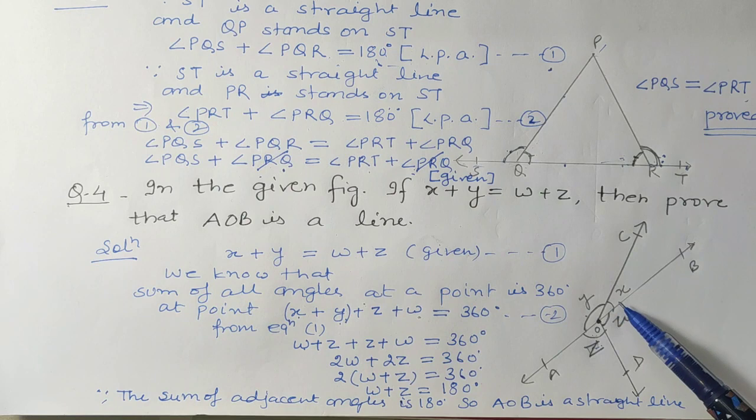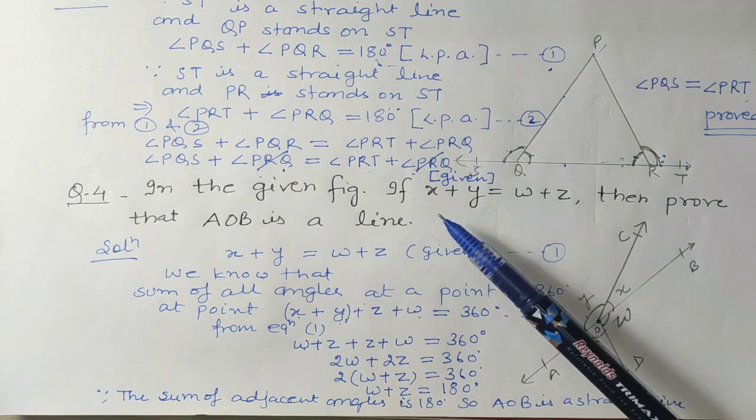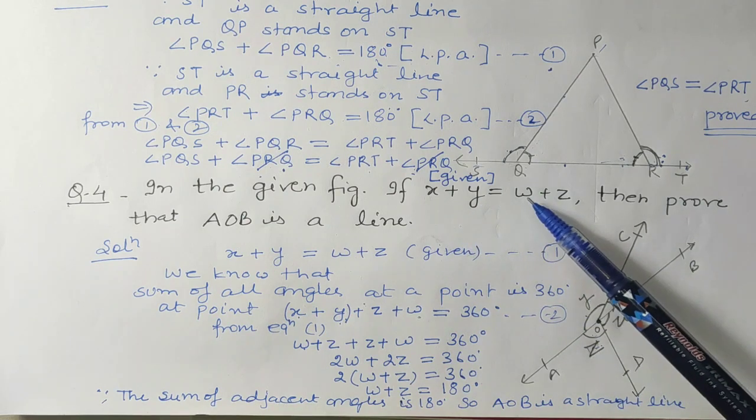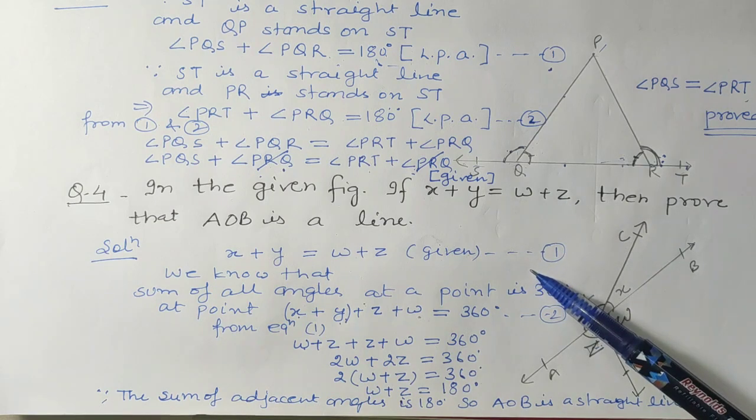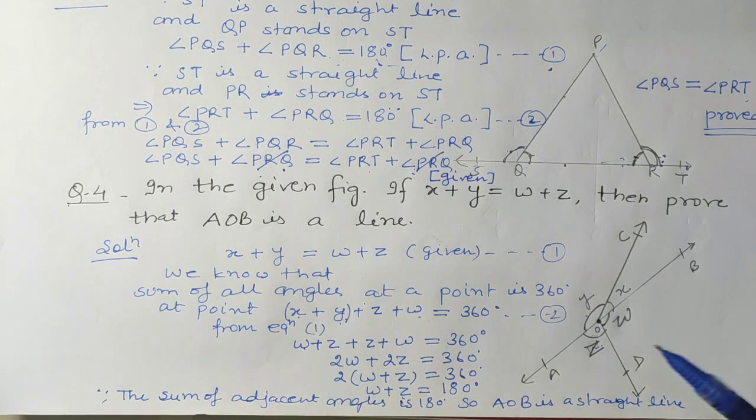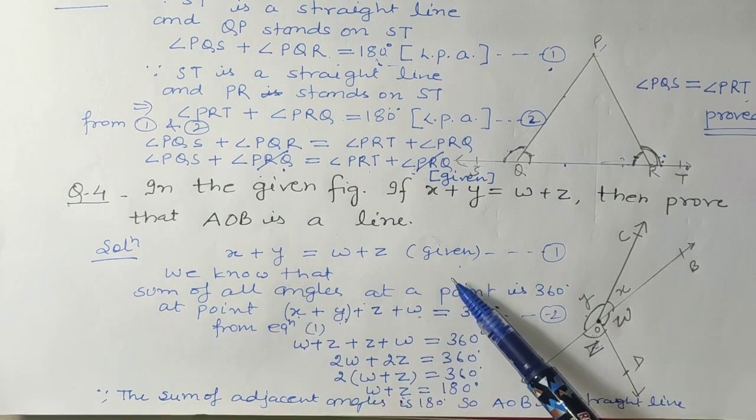Firstly, you have to see what is given. In this question, what was given? That x plus y is equal to w plus z. We have made that equation number 1. After that, we have used the note point that we have studied, that the sum of all angles at a point is 360 degree. So here we can see that x plus y plus z plus w is 360 degree. After that, from equation number 1, in the place of x plus y, we have put w plus z, because it was given.